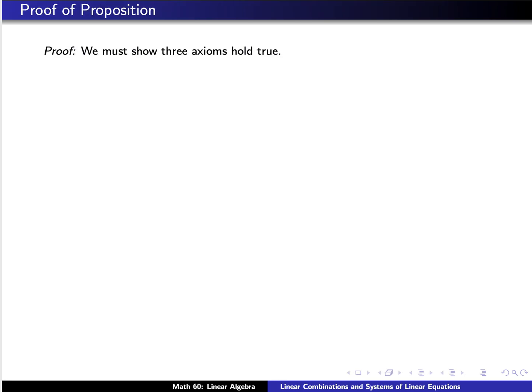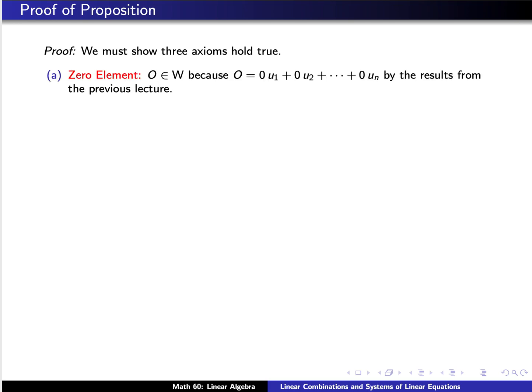Let's try to sketch why this proposition is true. We're essentially going to use ideas that we've already seen. Remember that we have to verify that 3 axioms hold true in order to show that W is a subspace. First, we need to verify that the 0 element is in W. This follows exactly in the same way as before. If I take the number 0 times any vector u sub 1, I simply get back the 0 element. Now, if I add the 0 element to itself any number of times that I want, I get back the 0 element again. So we can always express the 0 element as a linear combination of elements from S.